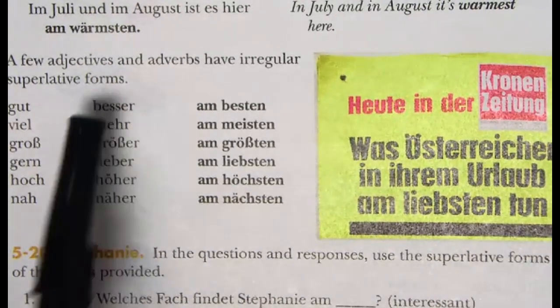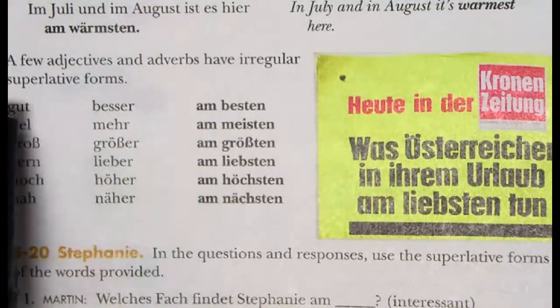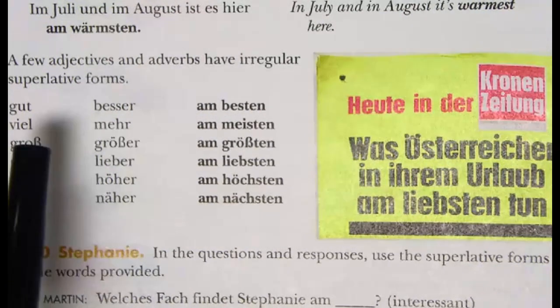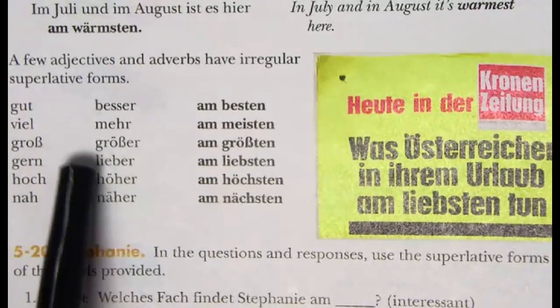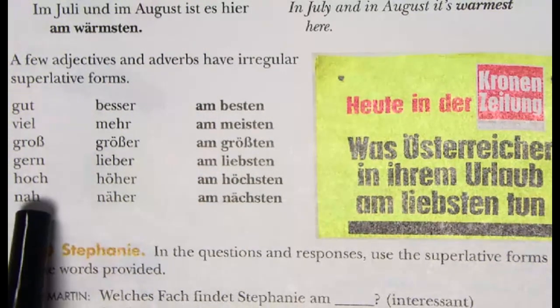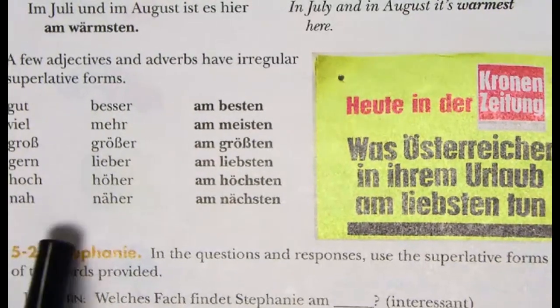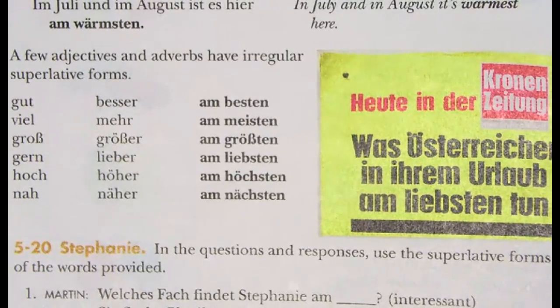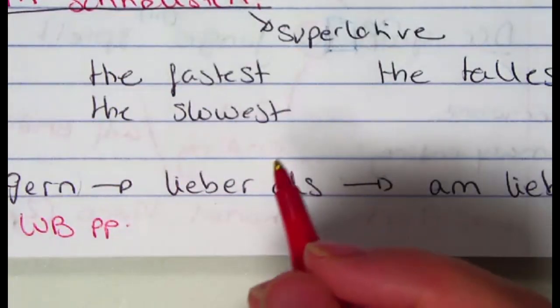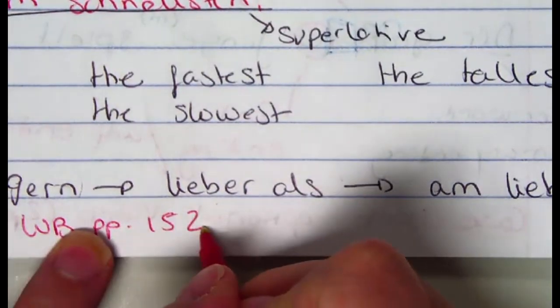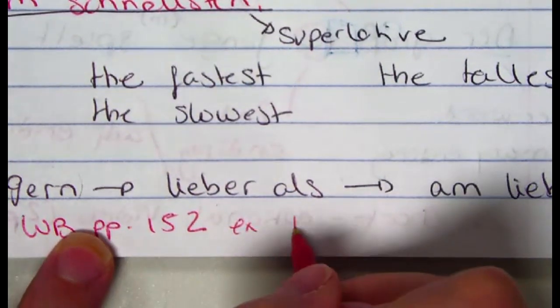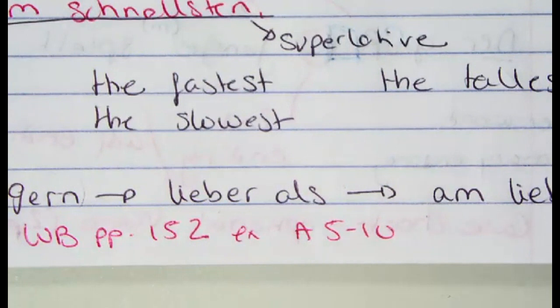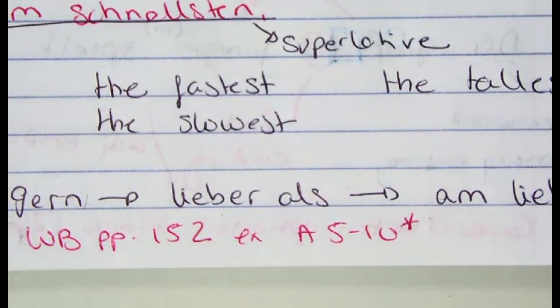Okay, there are a couple of other ones that are irregular. I want to make sure that you have these. Please write down this little box or these irregular ones in your composition book. So we have gut, viel, groß, gern, hoch, and nah. A couple of these are on that handout, but not all of them. Make sure that you have them all written down. And now for practice. Flip to page 152 in your spiral, and you're going to complete that top activity, 5-10. And you're only going to use those superlative forms that are preceded by am. So there's nothing with adjective endings yet. This has to be done before you leave today.